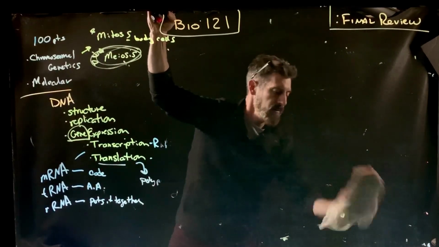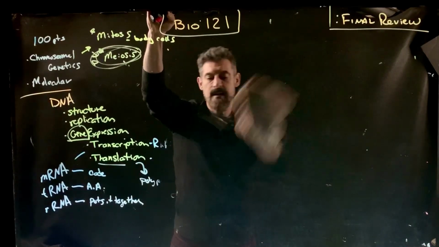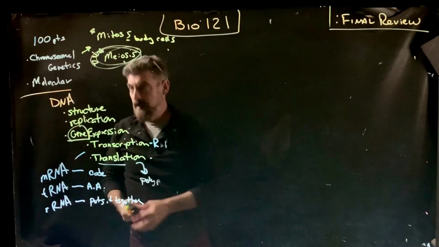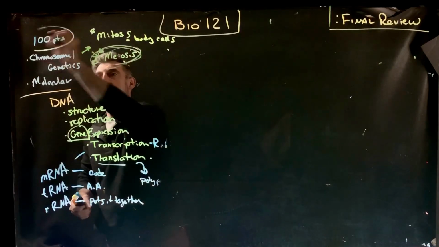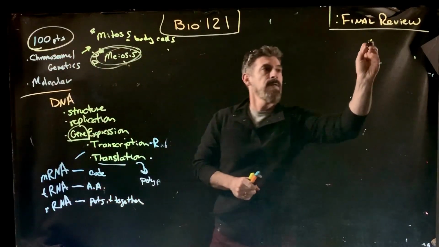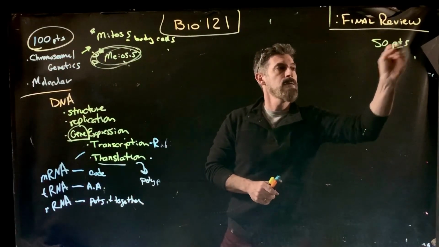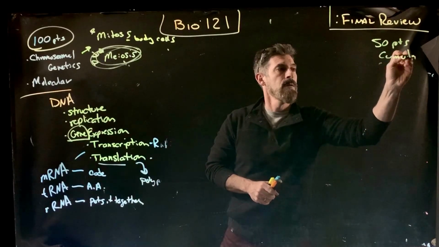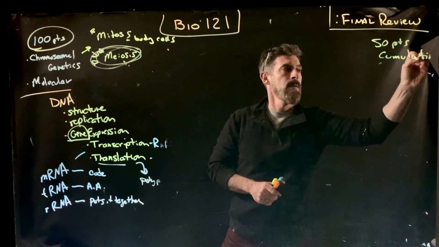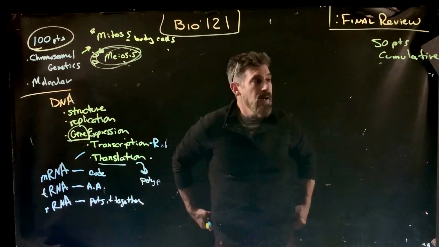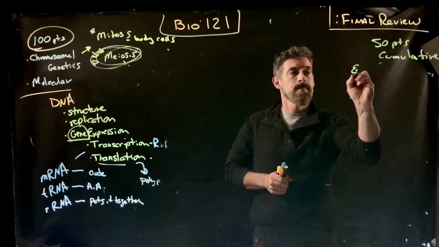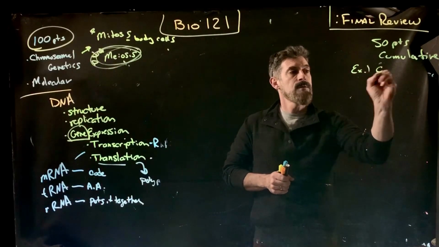So roughly, not exactly, but it's going to be roughly 50 additional points on your exam. So 100 points from all this stuff, 50 more points cumulative. Okay, that's going to be exam 1 material, which is the chemistry.